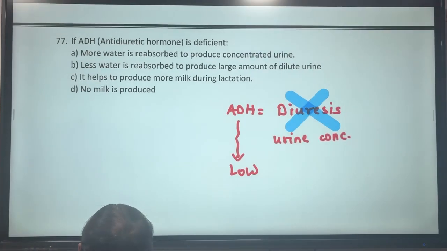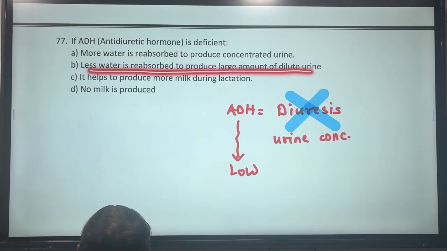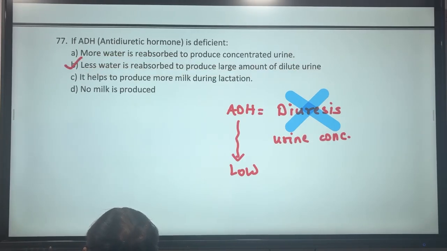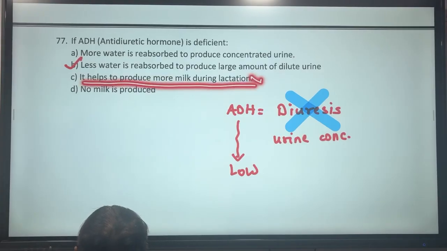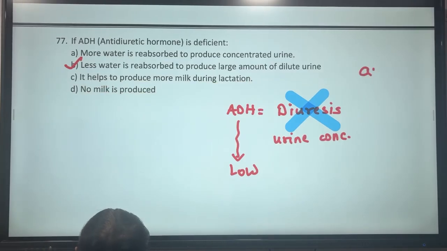But let's see what are the options. A says more water is reabsorbed. Wrong. Less water is reabsorbed to produce large amount of dilute urine. That is the answer. But we'll still look at option C and D. It helps to produce more milk during lactation. No, that's the job of prolactin. No milk is produced. Again, it does not have any effect on milk. Answer is option B.